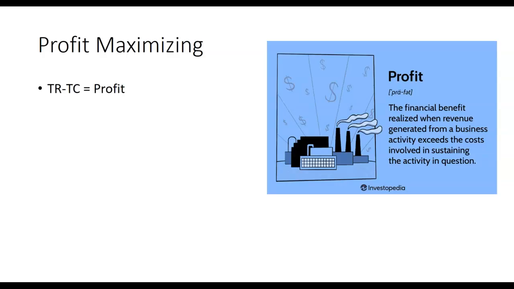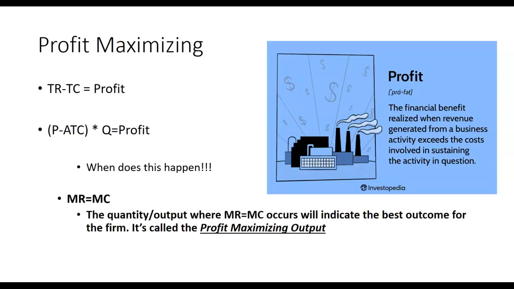Once you have your profit maximizing quantity, you can finally get your profit. So your profit at that quantity is your total revenue minus your total cost. If you have your price, which is your per unit price, and you subtract out your average total cost, you now have your per unit profit. If you multiply that by the quantity, then you have your total profit. And this will occur when your marginal revenue is equal to marginal cost. The quantity or output where MR equals MC will indicate the best outcome. Again, we call that the profit maximizing output, and it's true for all market structures.